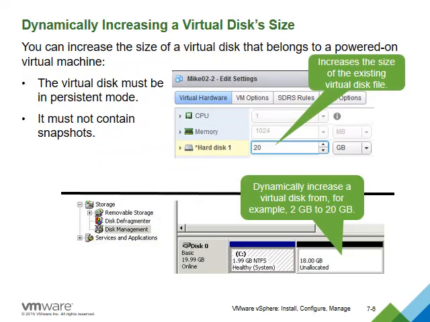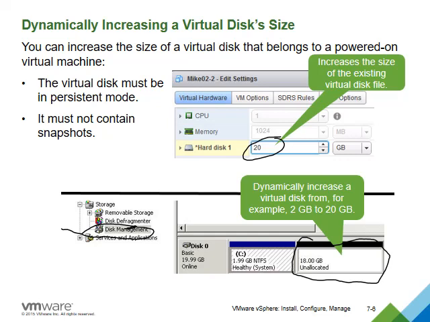Dynamically increasing a virtual machine's virtual disk size. You can increase the size of a virtual disk that belongs to a powered-on virtual machine. The virtual disk must be in persistent mode and it must not contain snapshots. As you can see, if it was 10 gig, we just put 20. When we go to the operating system under Disk Management, we'll right-click right here on Disk Management and do Rescan. It will then see that, hey, we have some new unallocated space.